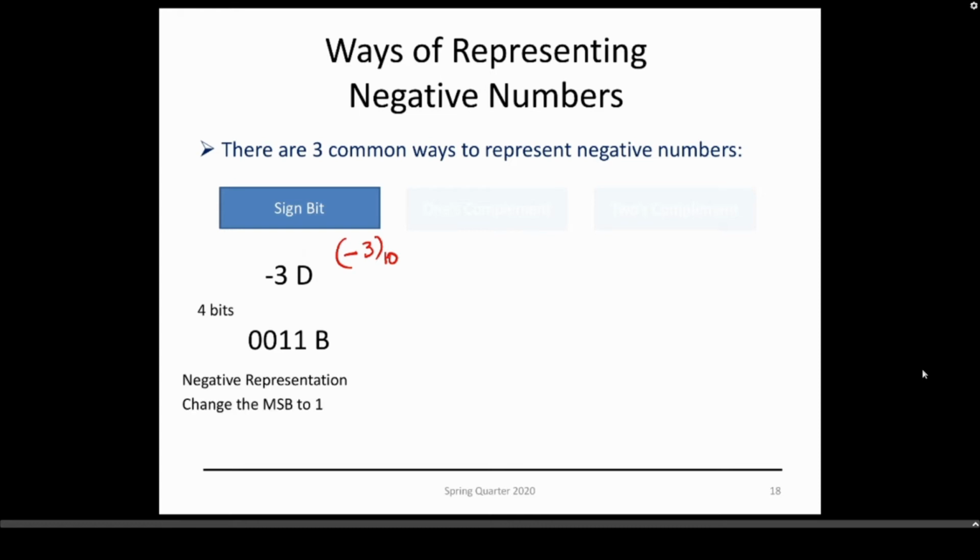And if I'm using the sign bit, I'm going to change my most significant bit to represent the sign. So that bit is going to represent if I have a positive or negative number. So notice here that because it's a 0, it's a positive 3. And because my most significant bit is 1, this is a negative 3. This is if I'm using the sign bit.